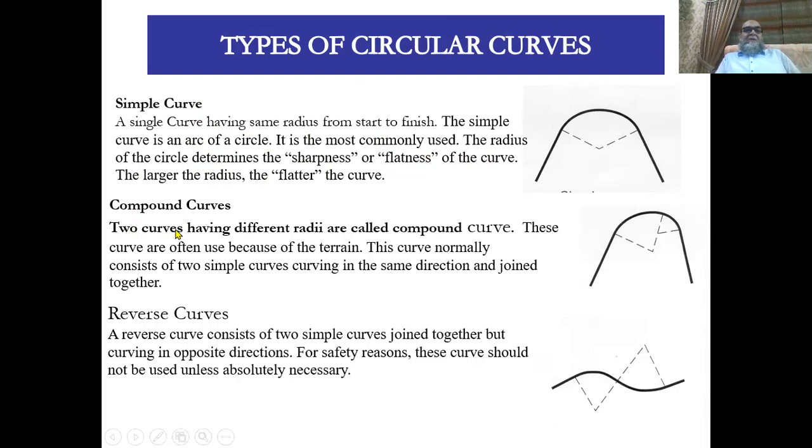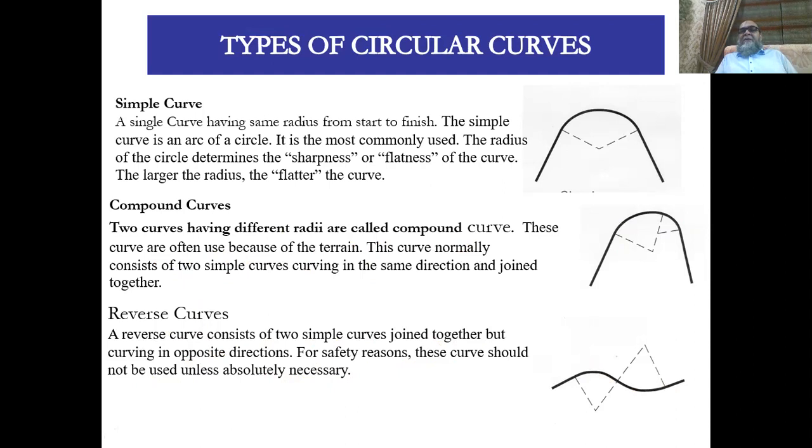Compound curves: two curves having different radii are called compound curves. These curves are often used because of the terrain condition. They normally consist of two simple curves curving in the same direction and joined together, like this in the figure. Then there is a reverse curve. A reverse curve consists of two simple curves joined together but curving in opposite directions.